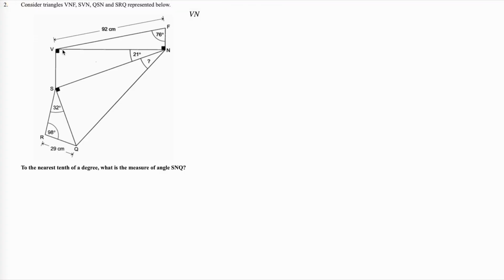I want to figure out the length V to N. This is opposite, V to N, over the hypotenuse, which we know is 92. The sine of angle F is the opposite over the hypotenuse, over the 92. The sine of 76 is V to N, the length we're after, over 92. Cross multiply that. That's 92 times sine of 76, which gives us 89.2672 centimeters.